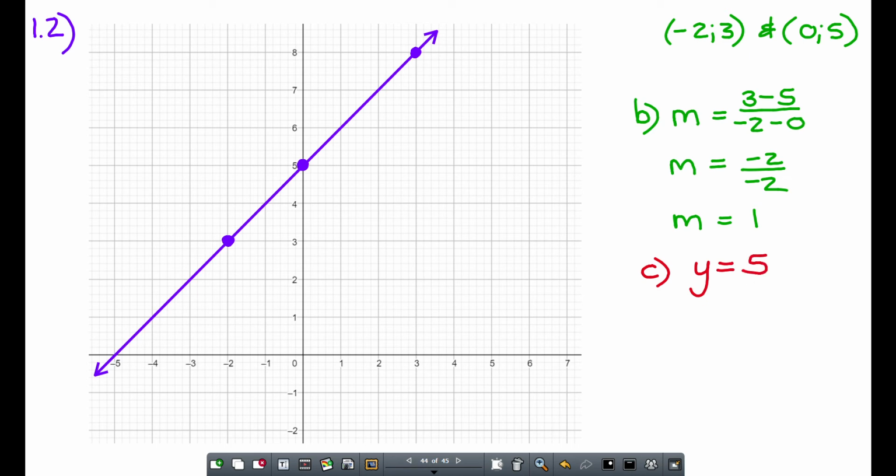Okay, D. They're asking me to write down the equation of this line. Now, the equation of a straight line is always y is equal to mx plus c. Now, what did we work out? What is m? What is our gradient? 1. So I'm going to have 1x. And then where does it intercept? At 5. Any questions?